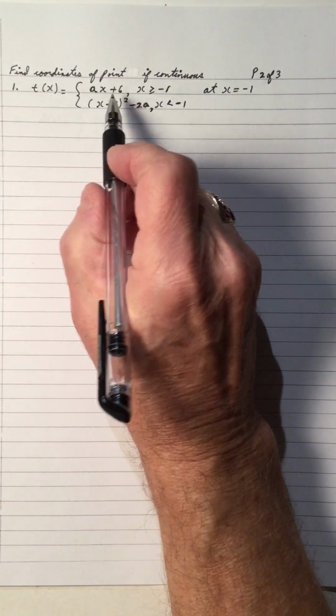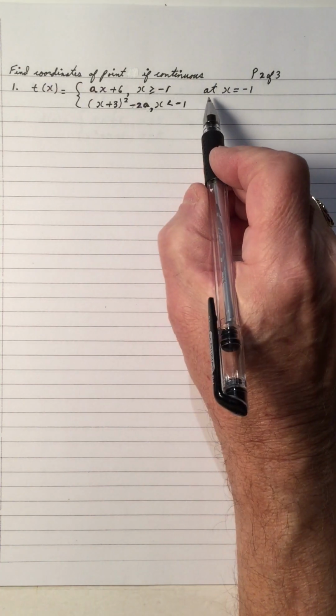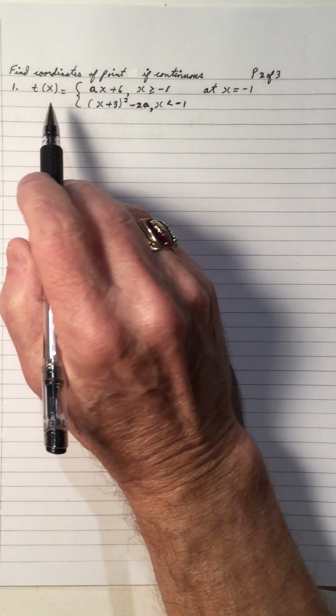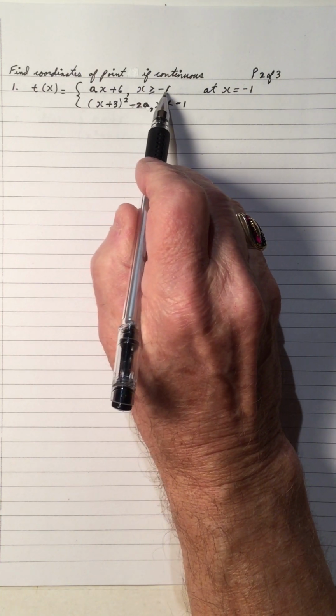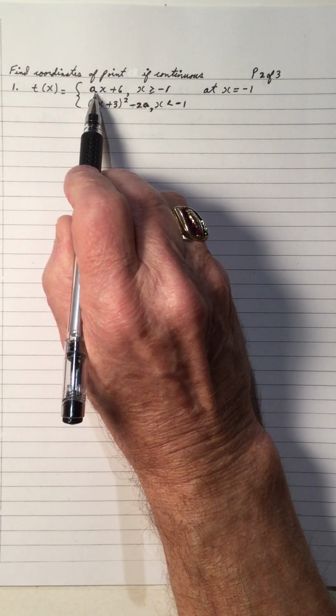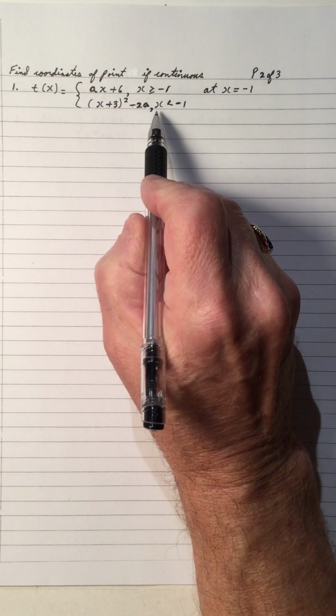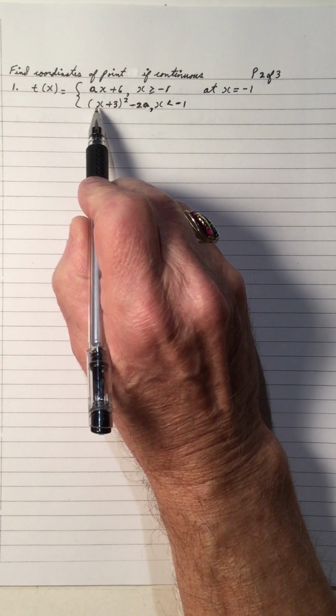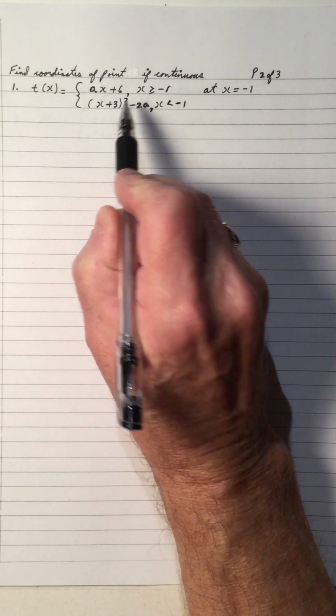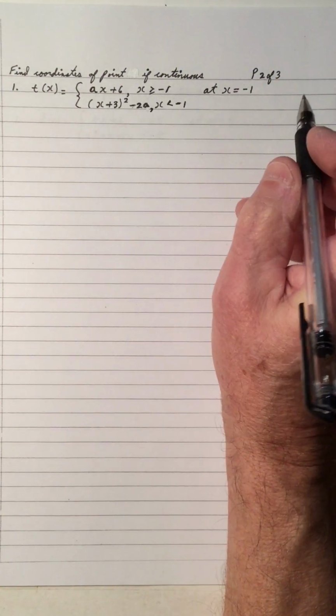Number 1, find the coordinates of a point if it's continuous at x equals -1. And we have the function t of x. Where x is greater than or equal to -1, we have a linear ax plus 6. And where x is less than -1, we have a quadratic, (x minus 3) all squared minus 2a.